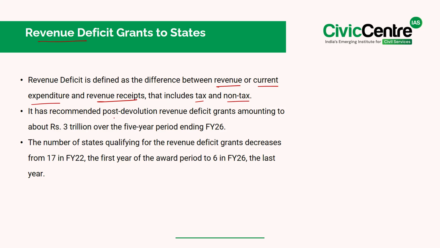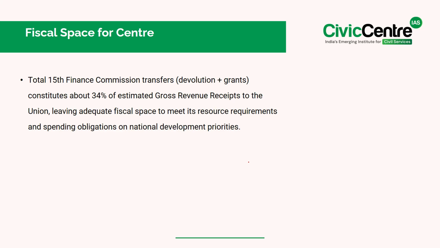So, it has recommended post-devolution revenue deficit grants amounting to about 3 trillion over the 5-year period ending financial year 26. Notably, the number of states qualifying for the revenue deficit grants decreases from 17 in financial year 2022, the first year of the award period, to 6 in the financial year 26, the last year. Significantly, the total 15th Finance Commission transfers constitute about 34% of the estimated gross revenue receipts to the Union, leaving adequate fiscal space to meet its resource requirements and spending obligations on national development priorities.